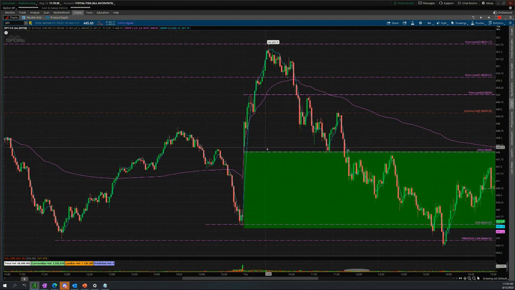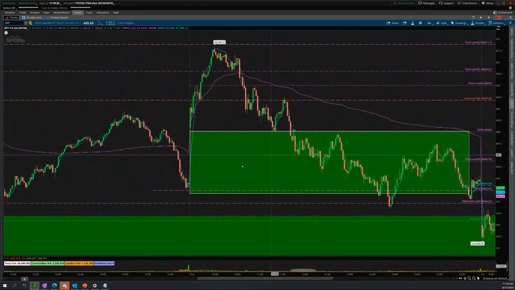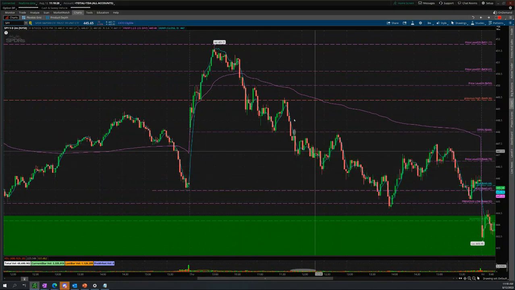Once again, we can't control price action. All we can do is control ourselves. This was a really good day setup. That was perfect right there. So this is literally our edge.